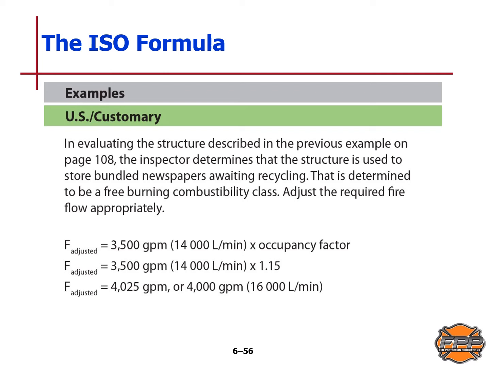So what we did was we worked the formula out before, and then we realized that, hey, wait a minute, this is not a regular building, it stores recycled newspaper, so we're going to have to adjust our flow based on the type of occupancy this is. So that's all we did. We took our final value from before of 3,500 gallons per minute, multiplied it times the occupancy factor from the table that's in your book, and that gave us a new gallons per minute for flow.